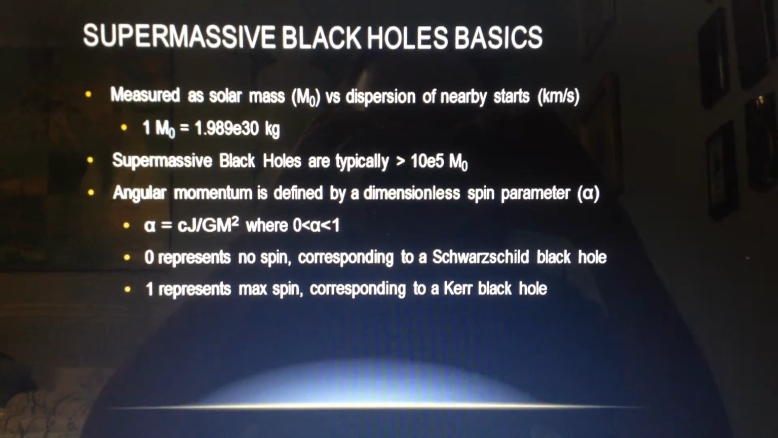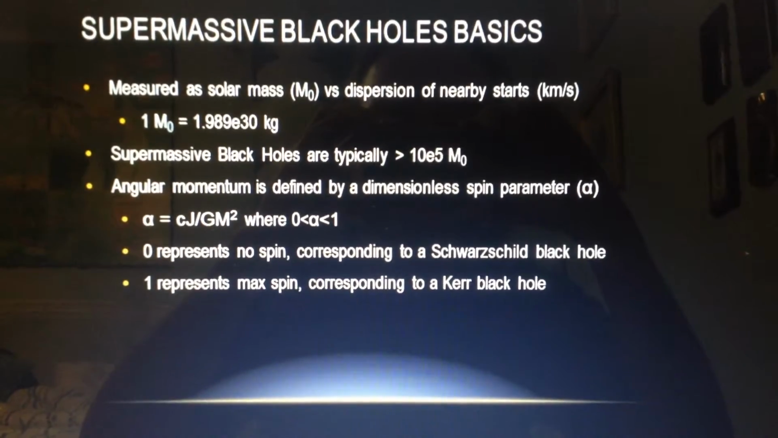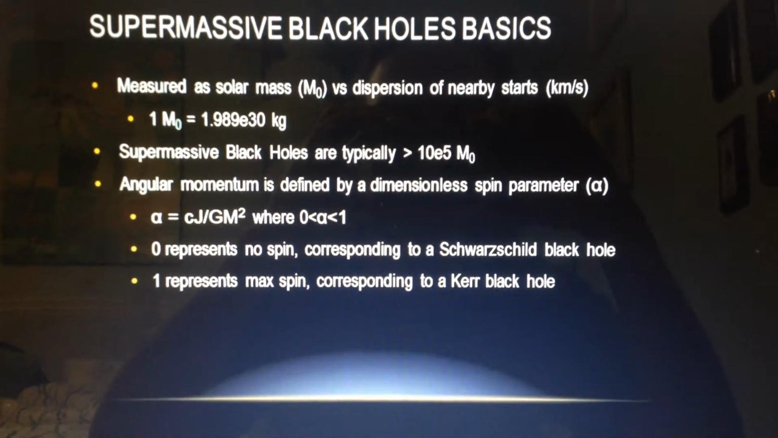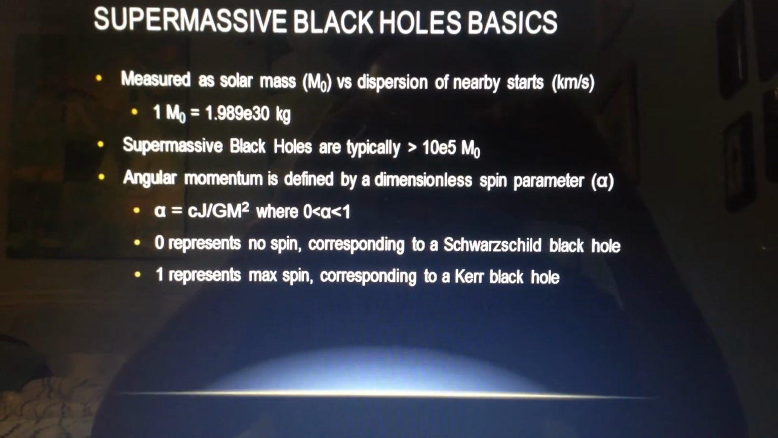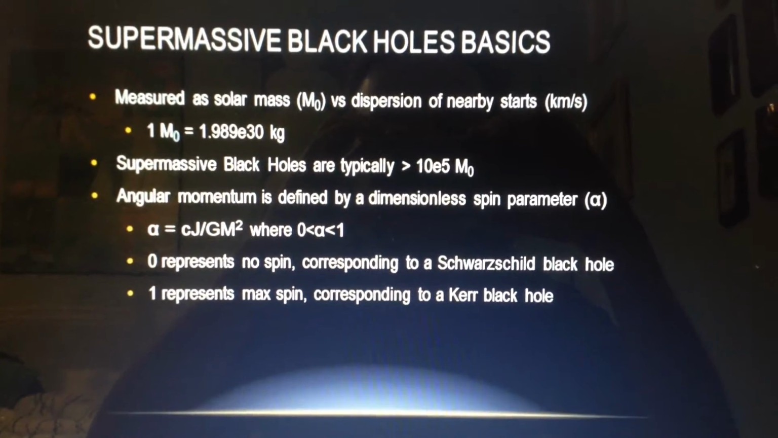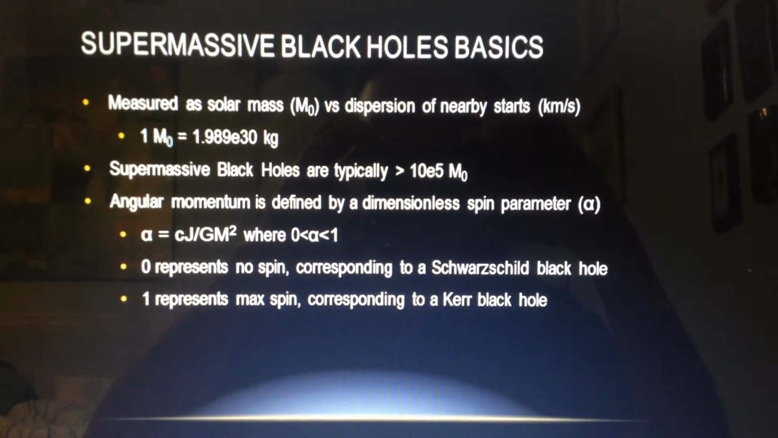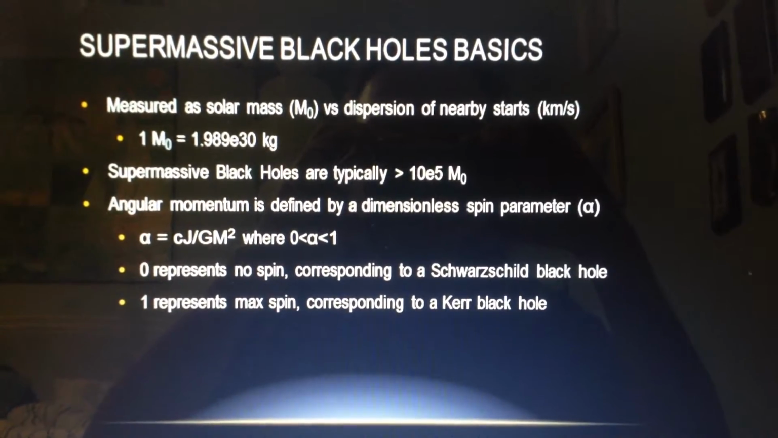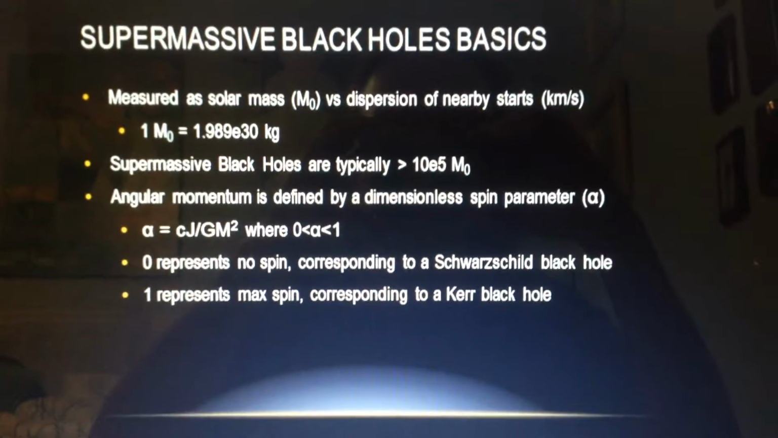They are also defined by their angular momentum, which is measured by a dimensionless spin parameter alpha. Alpha equals Cj over GM squared, and ranges between the values of 0 and 1. 0 represents no spin and corresponds to a Schwarzschild black hole, whereas 1 represents maximum spin, corresponding to a Kerr black hole.